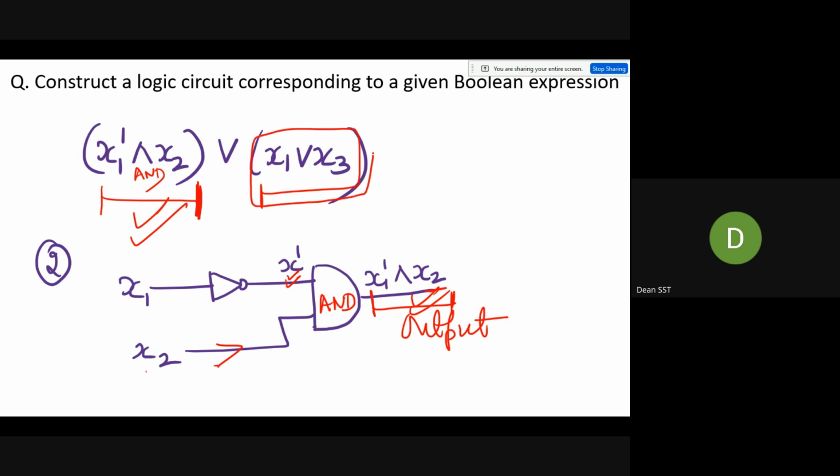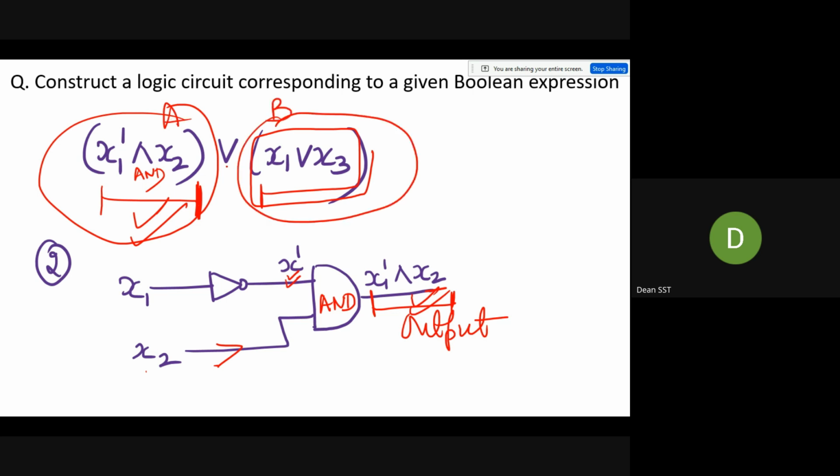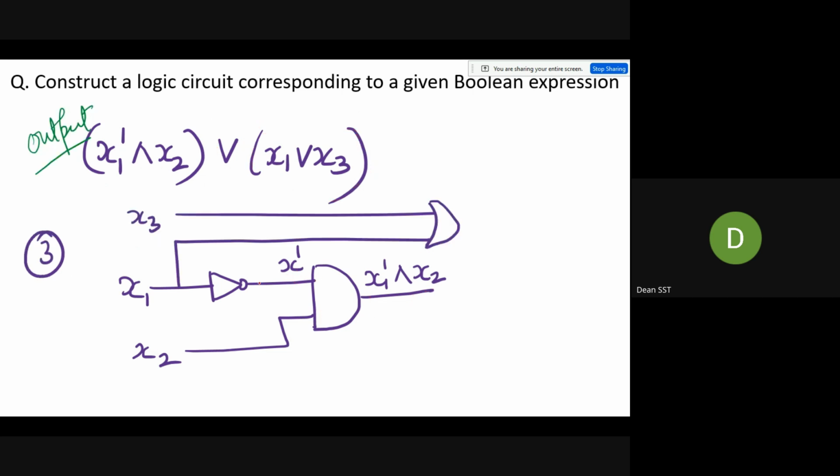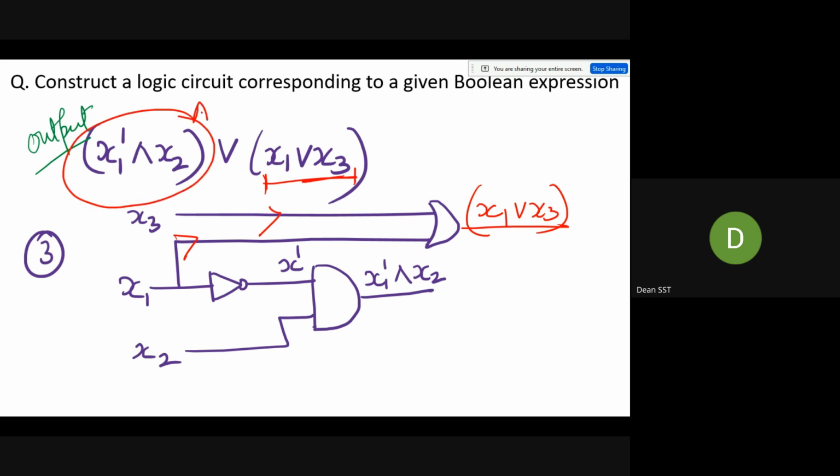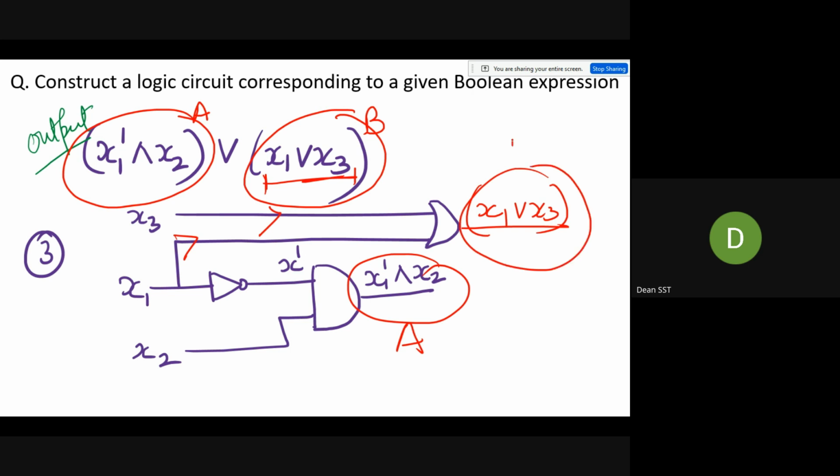Now we have to find this, and after that A or B. Next, see here. X1 and X3, OR, that is, X1 or X3. Is it clear? Now we have this as A, and we have this portion as B. Now we have A and B ready.